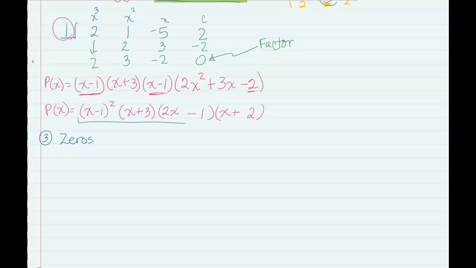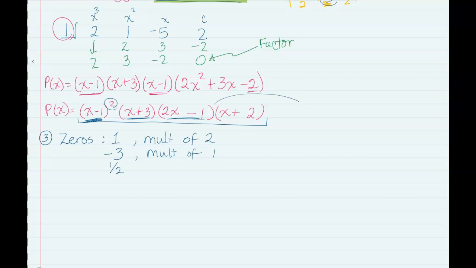Because we have it in factored form, we know our zero from the first parentheses will be 1. And it has a multiplicity of 2 because the degree of the parentheses is 2, because we have 2 of them. That's good to know. We'll talk a little bit more about that. From the second parentheses, we have negative 3 with a multiplicity of 1. The third one, we have 1/2.